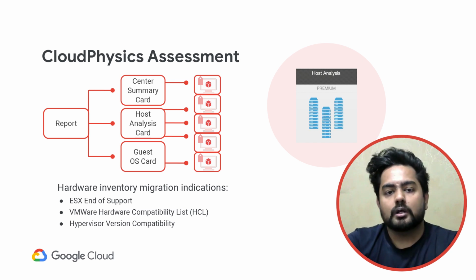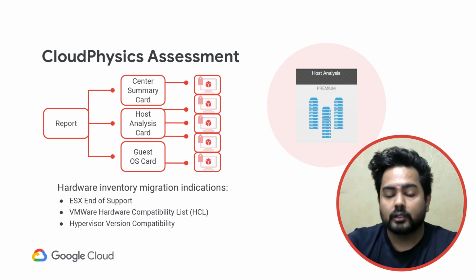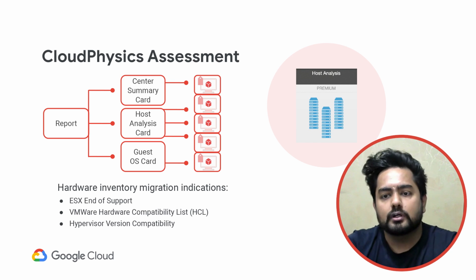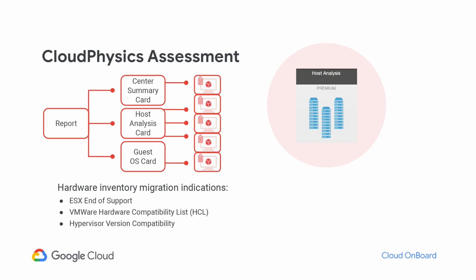If you think about the host analysis card, this is the middle one on the slide, the center one. This card is just a small insight. It gives you an overview of the current hardware that's running in your VMware environment, and all the versions which are deployed on the ESXi hardware. So this card is really useful if you're trying to identify and tag the virtual machines which are running on ESXi hypervisor versions that are about to enter, or have already reached, end of support. So this card gives you all those relevant information.